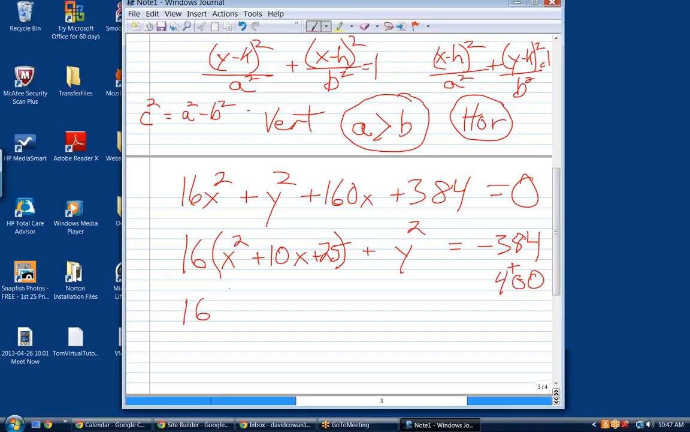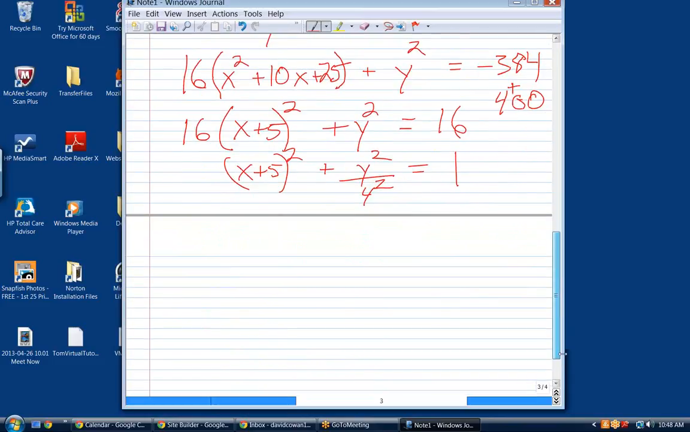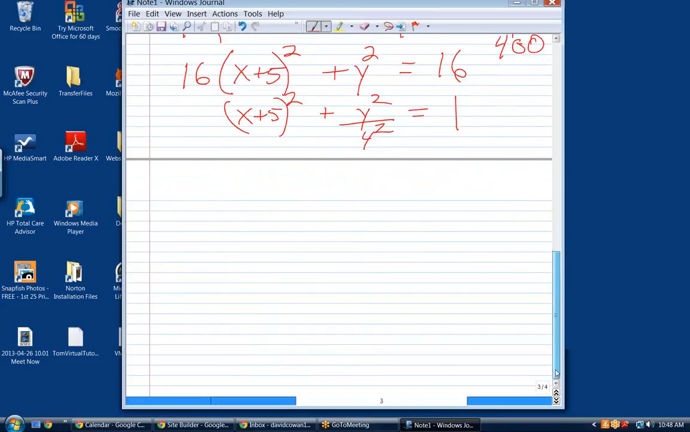We got 16 times x plus 5 quantity squared plus y squared equals 16. Now what are we going to do next? Divide by 16. So now we got x plus 5 quantity squared plus y squared divided by 4 squared equals 1. We know we have a vertical ellipse because 4 is bigger than 1.